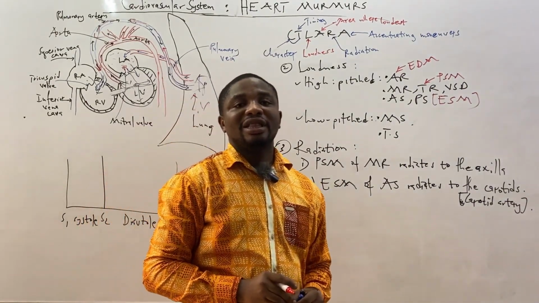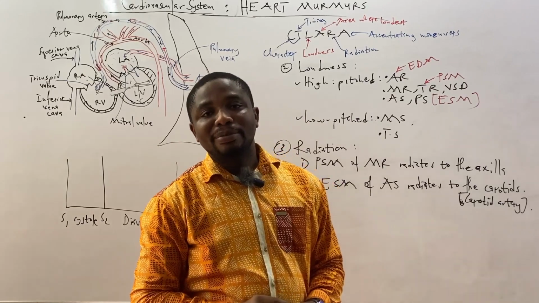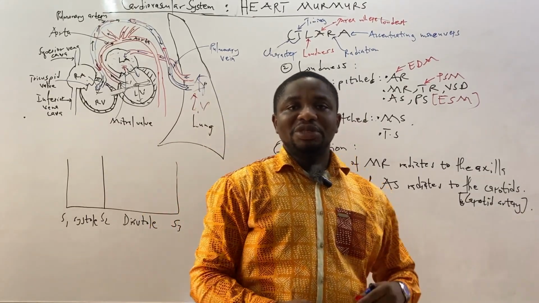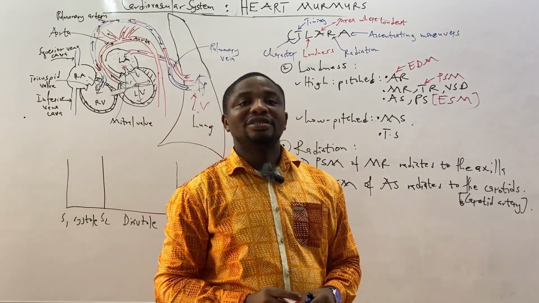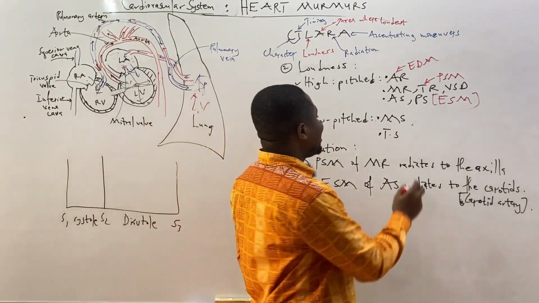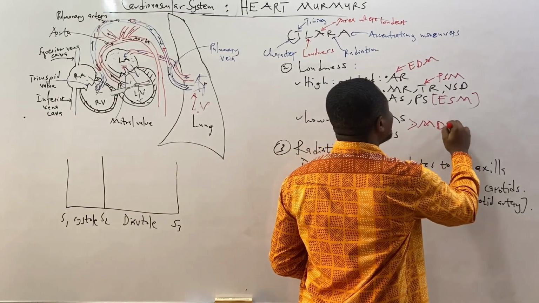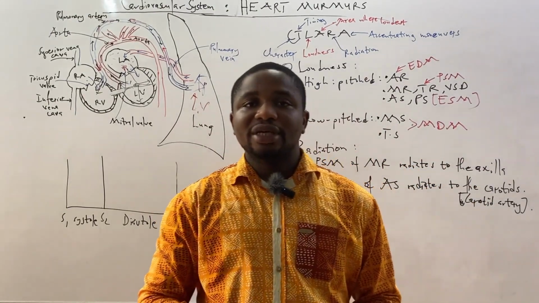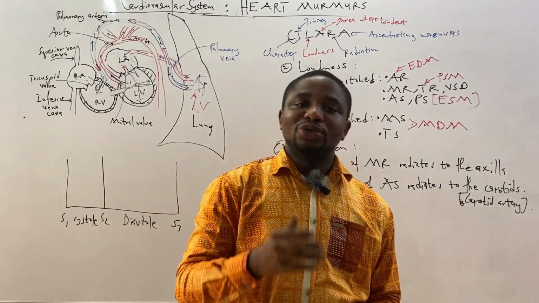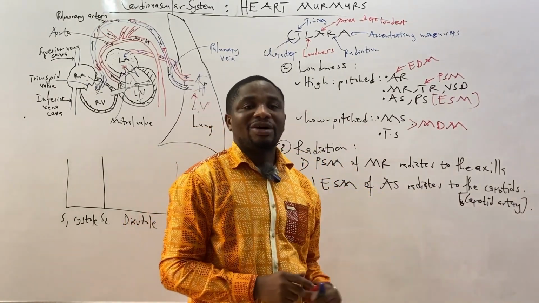Then we have the low pitch murmurs. And the low pitch murmurs, they are usually the mid-diastolic murmurs. For the mid-diastolic murmur, we said they are caused by mitral stenosis and tricuspid stenosis. And in that case, they are going to be the mid-diastolic murmurs. So mid-diastolic murmurs, they are low-pitched, as we said initially. So that will do for the loudness.